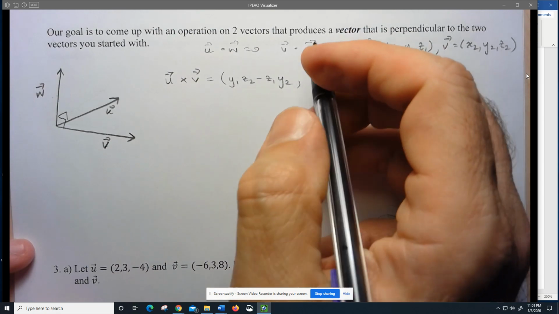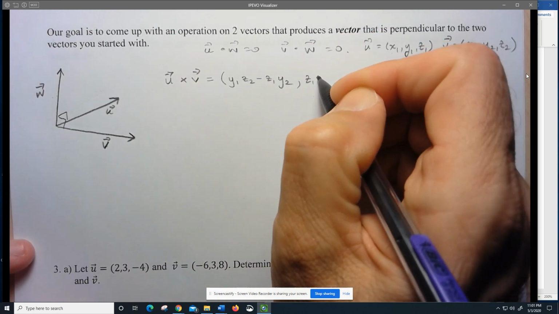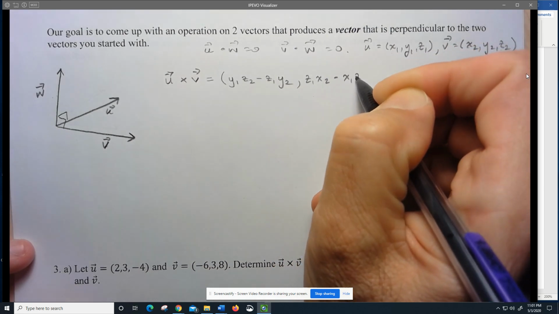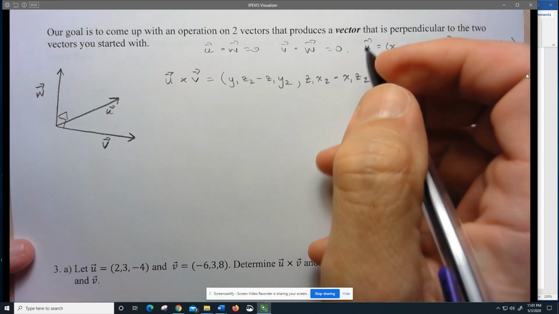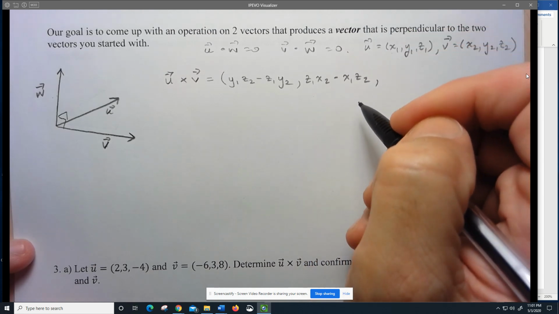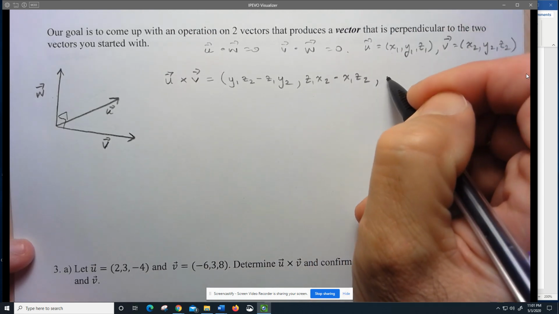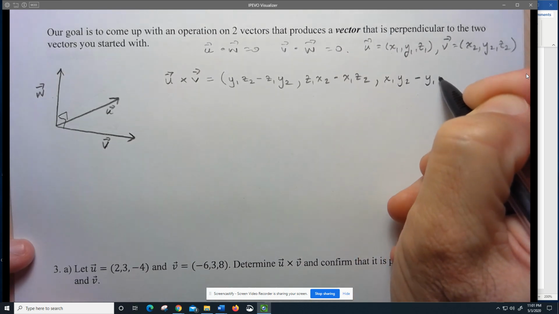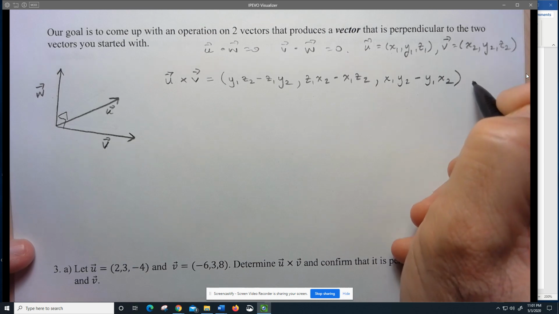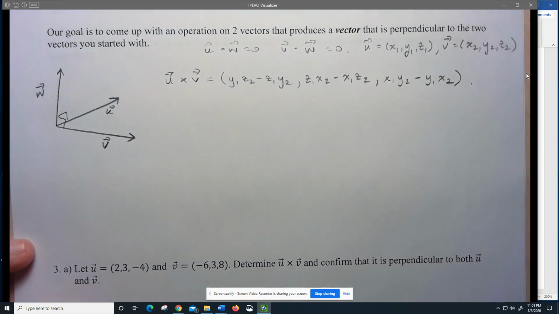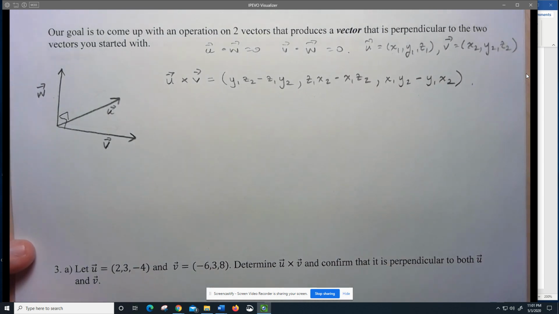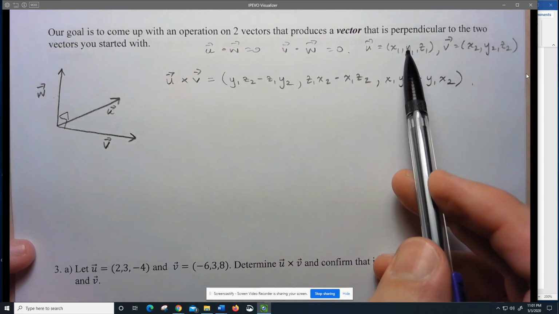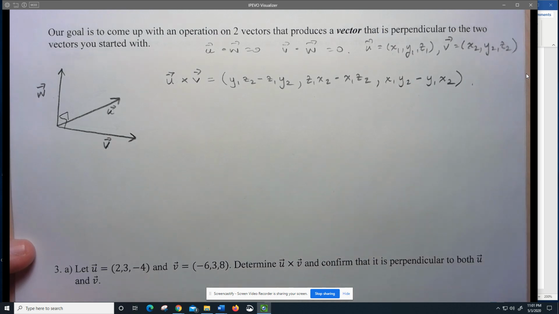The y component is z1 x2 minus x1 z2. All right, and then lastly, the z component is given by x1 y2 minus y1 x2. And that is the definition of the cross product. So this vector here will automatically be perpendicular to both of these two vectors.